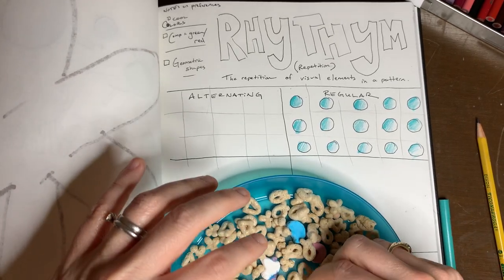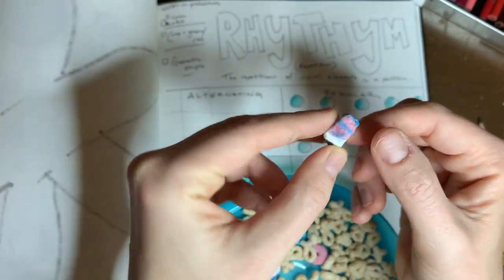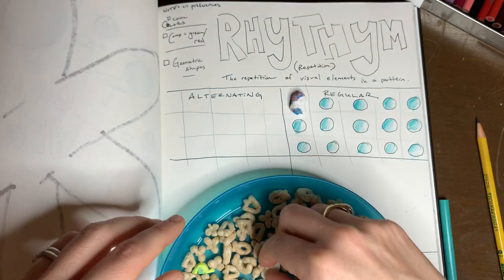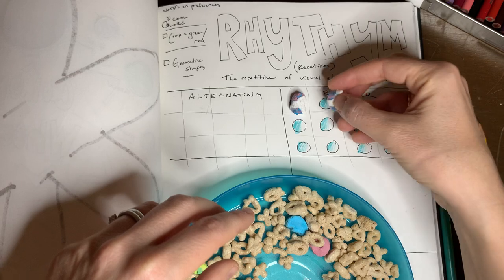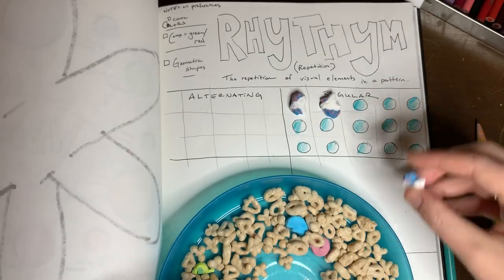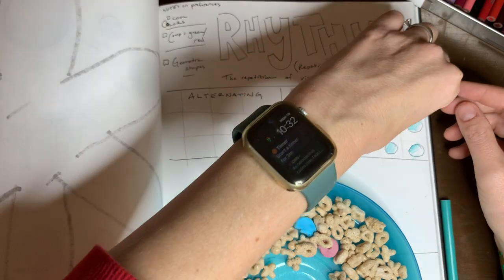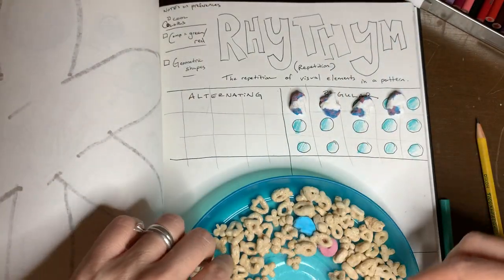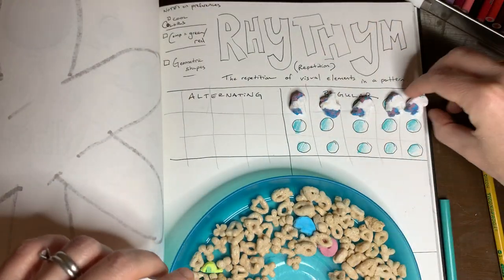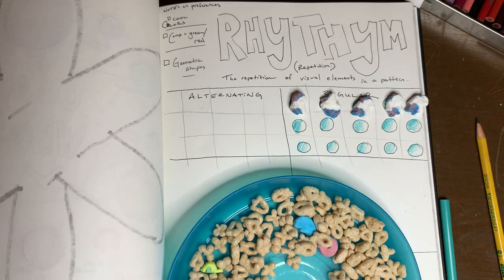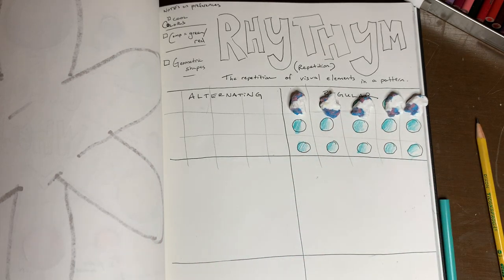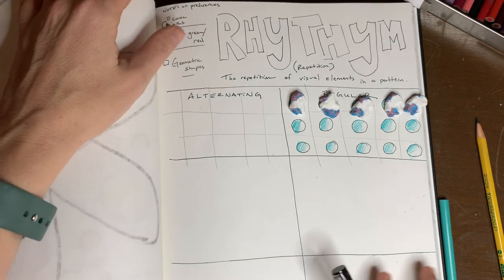Okay, she took one. Let's say my visual motif was a unicorn. Well, I would have unicorn, unicorn, unicorn. Okay, so that's a regular rhythm. Unicorn, again and again. You don't have to get out Lucky Charms. Don't take Lucky Charms from your siblings.